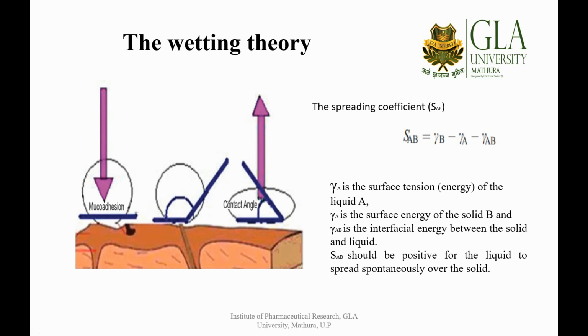So you can understand this wetting theory with this diagram. Consider this a mucous membrane. You can see we have different contact angles. The lesser the contact angle, the greater will be the spreadability and the higher will be the mucoadhesion in this particular case.